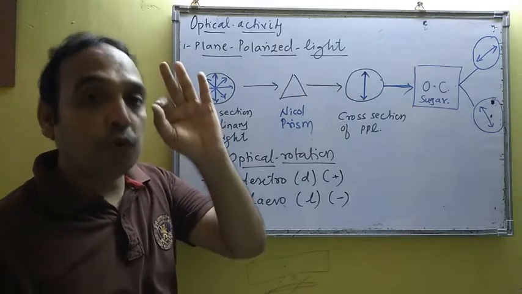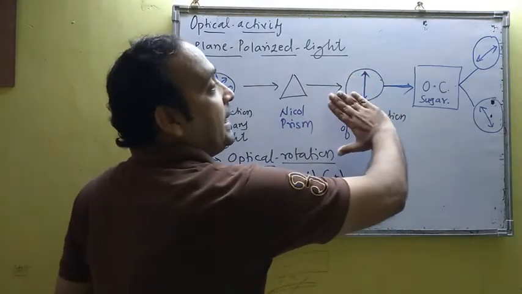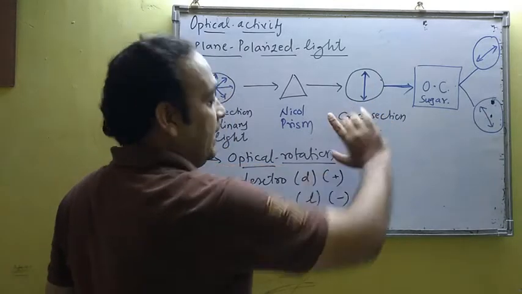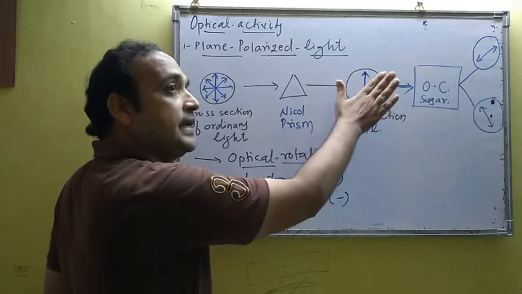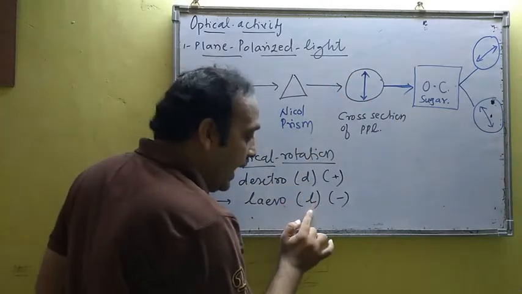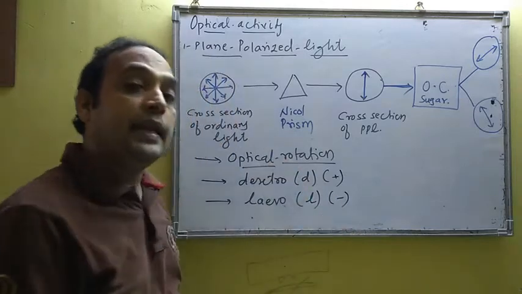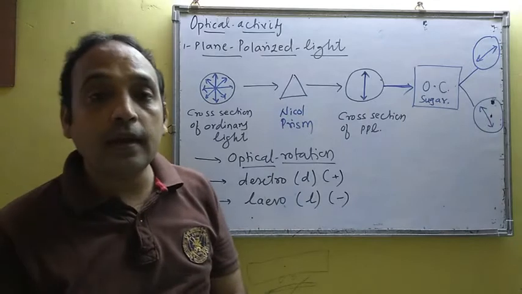A compound which rotates the plane of plane polarized light in the anti-clockwise direction, left hand side, is called levo, and right hand side is called dextro. Levo is represented by a small l or by a negative sign. So these are the concepts related to optical activity.